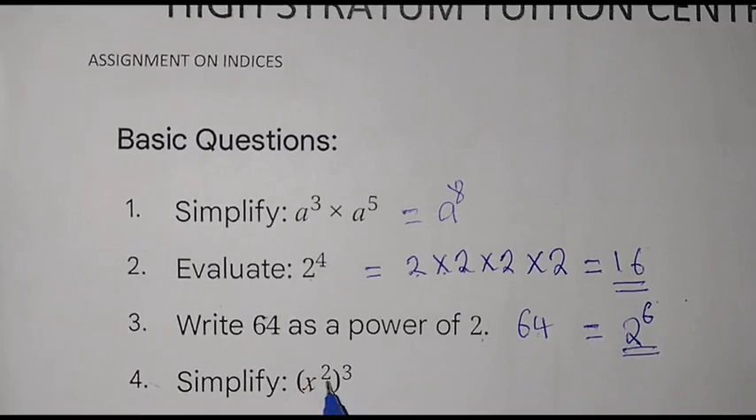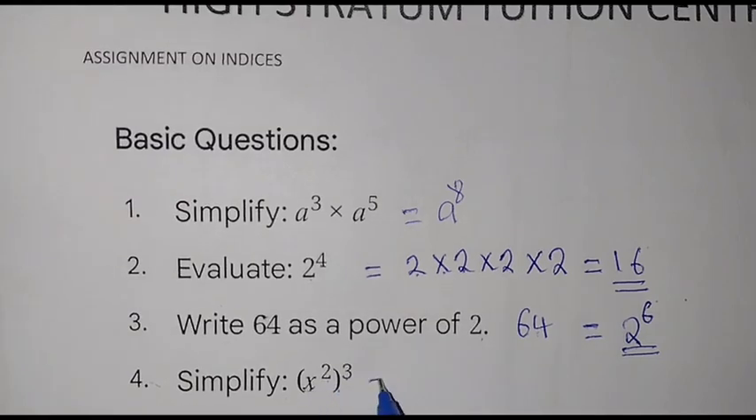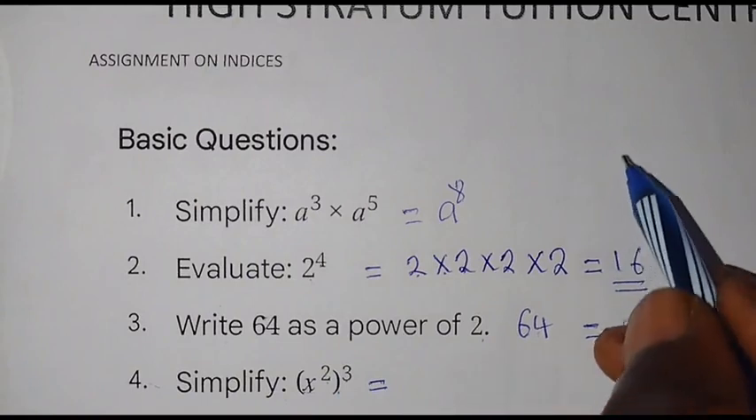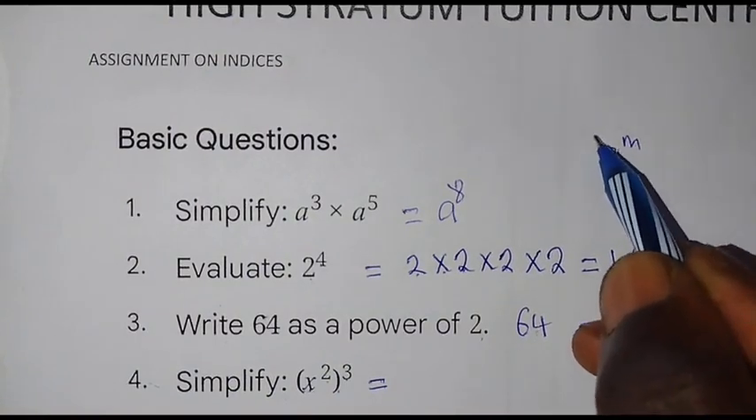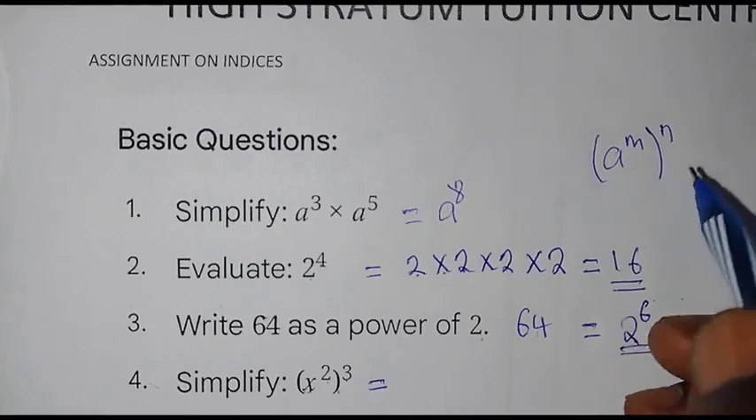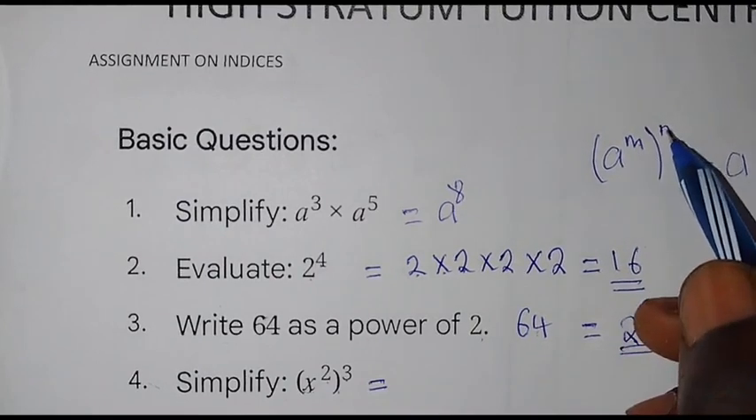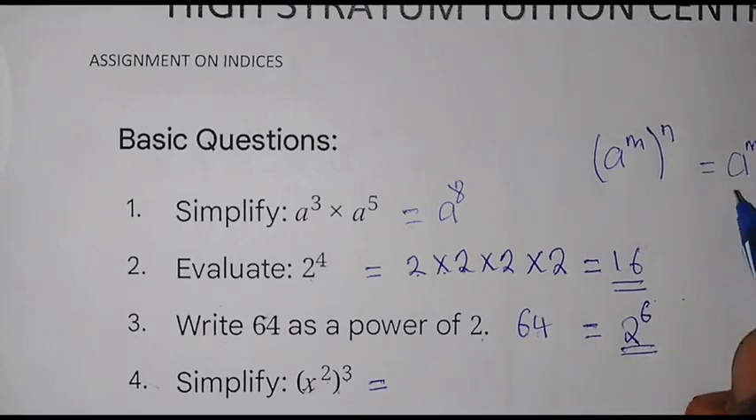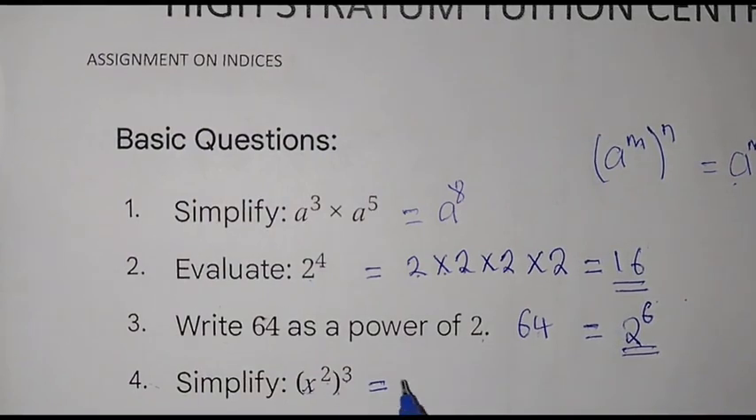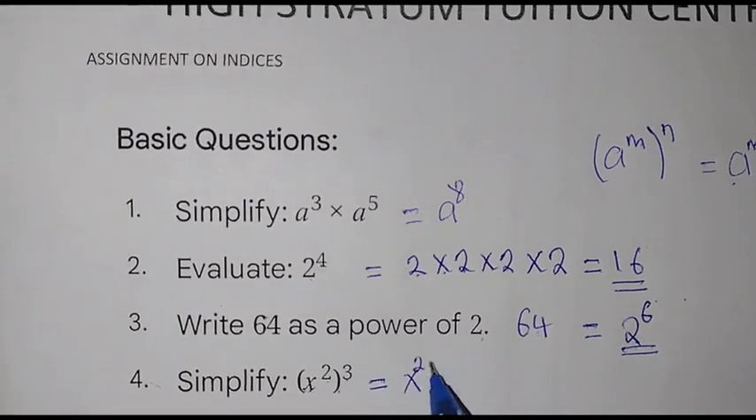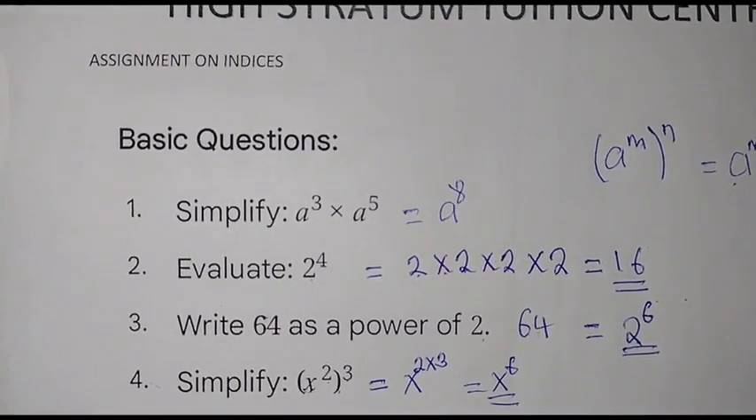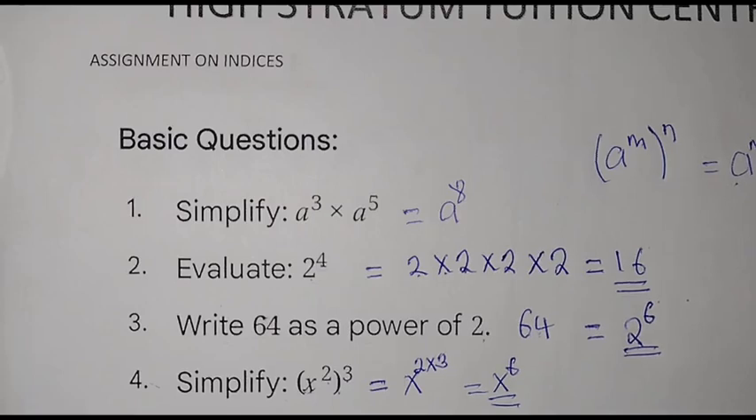Simplify x power 2 in brackets, which is also raised to power 3. So this is the power of the power. So one of the laws of indices, if you have a power m in brackets raised to the power of n, so this is power of the power, okay? You can write a, then you multiply m times n, which is mn. So I'm going to apply the same principle. So even here, we're going to multiply. We'll write x, then 2 times 3. So this will give us x power 6. This is our answer. So we have answered our question 4.